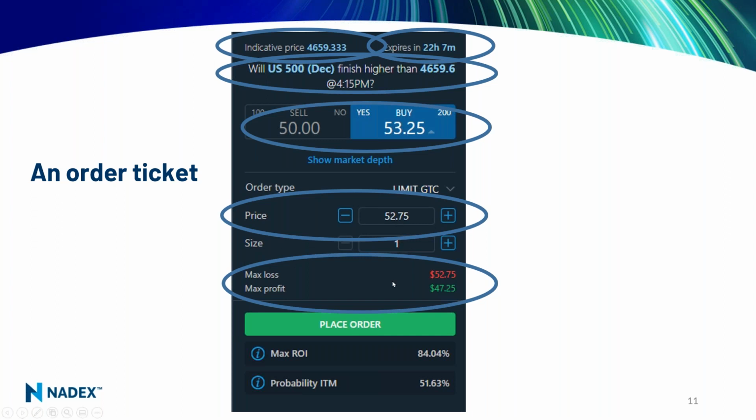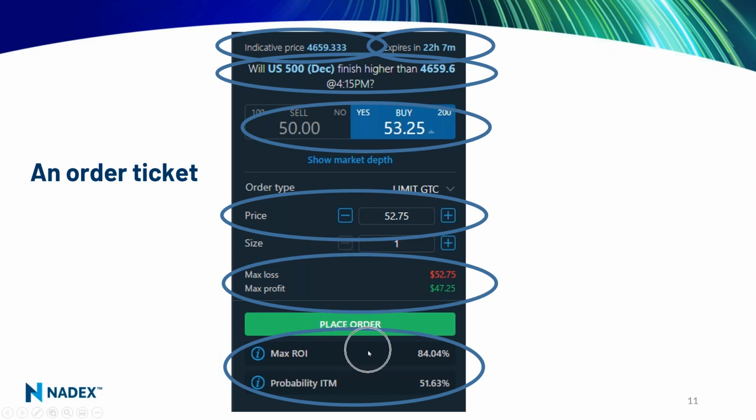But if I bid 52.75, it's telling me that that's what it would cost me. All right, it would cost me $52.75 to initiate this trade, and that is the most I could lose. And the most I could potentially make would be 100 minus that, which would be $47.25. Now, we also tell you before you place a trade the max return on investment and your probability of in the money. Now, the probability of in the money is 51.63. That is the midpoint. If I'm trying to buy this, if I were trying to sell it, it would be different.